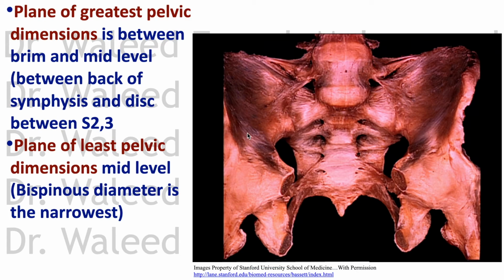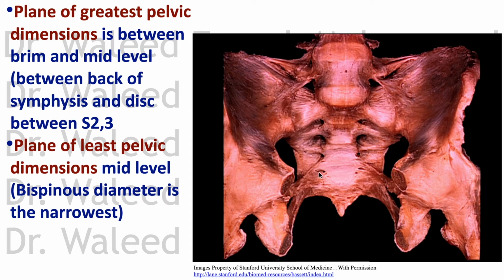Now, in this cavity, the plane of greatest pelvic dimension lies between the brim and the mid-level. Mid-level is around the level of the ischial spines. It lies between them, opposite the disc between S2 and 3 and the back of the pubis. This is the plane of greatest pelvic dimension.